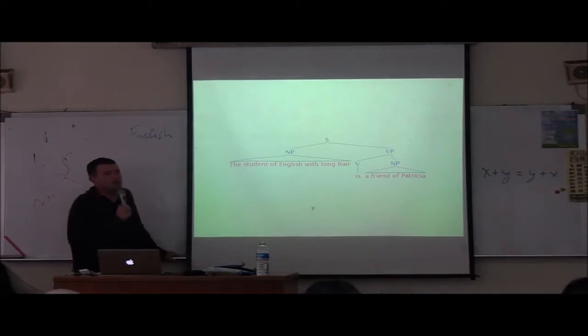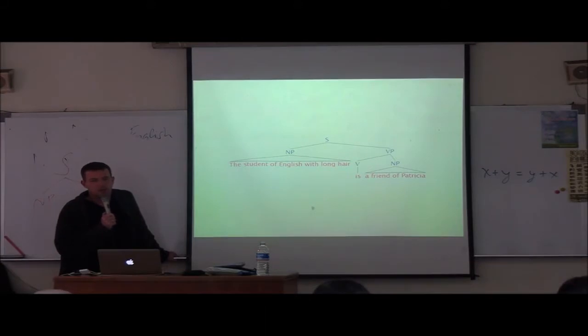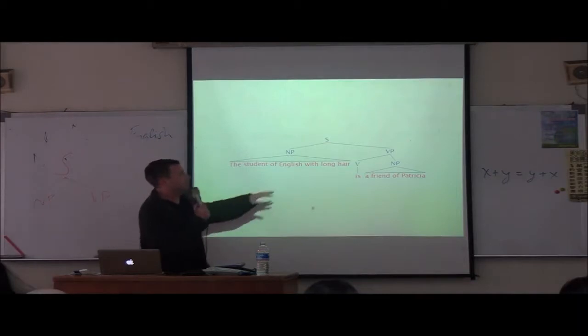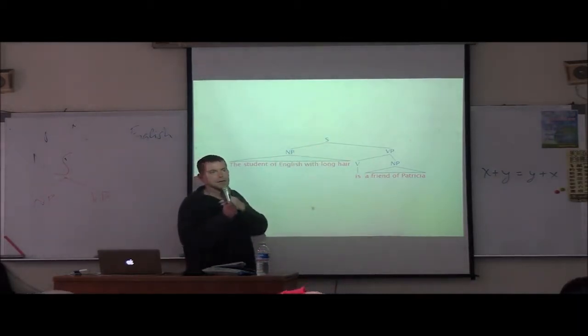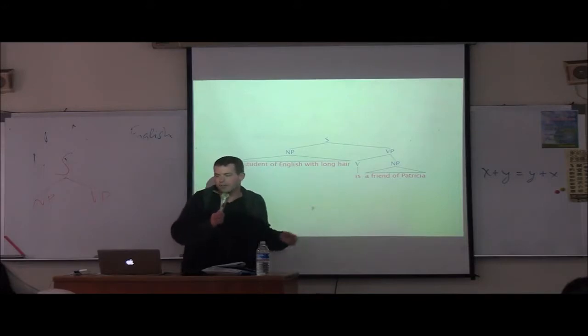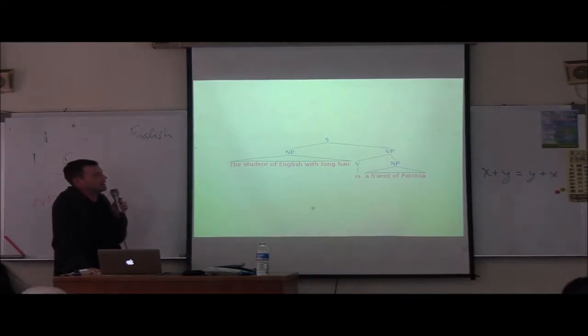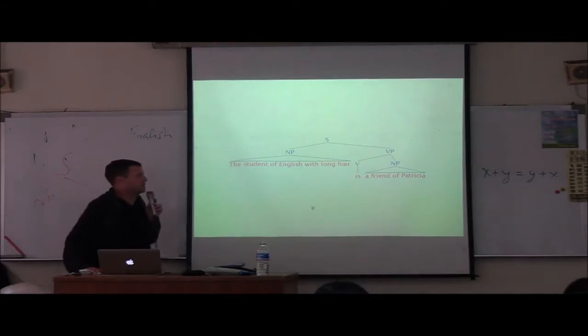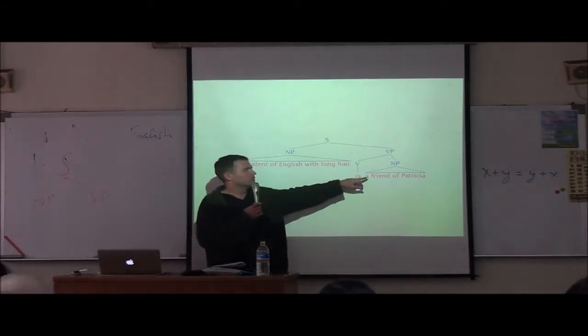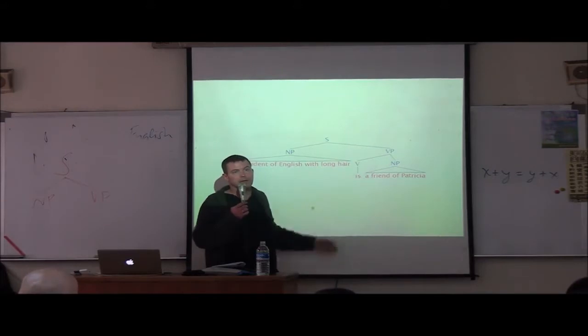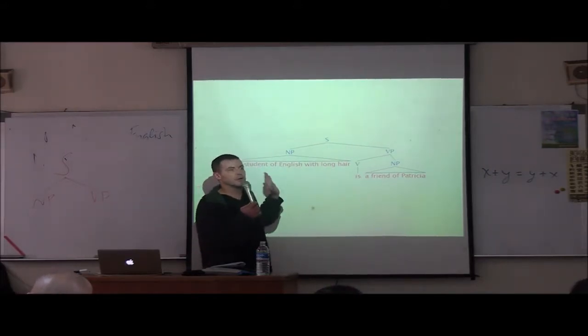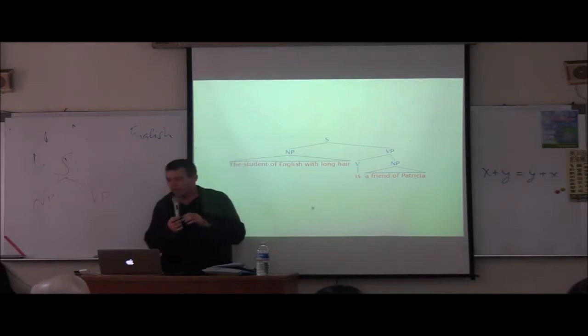If you wanted to start in a familiar way that did not involve X-bar theory, obviously this whole thing is a sentence. The subject is some NP, the student of English with long hair. Is a friend of Patricia is a VP. The main verb is, and the NP is a complement of the verb, okay? But this is the old way of doing it, and obviously abbreviating a great deal.